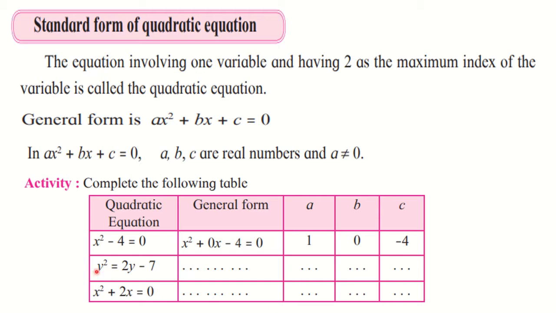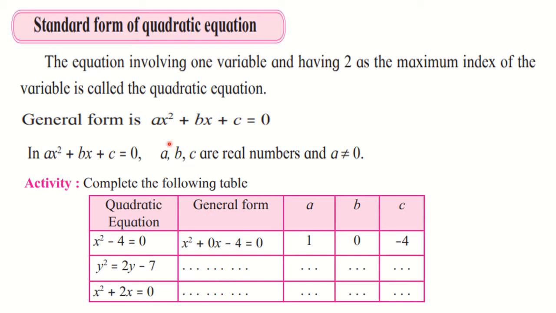Now see the second one, y square is equal to 2y minus 7. This is also not in general form. So you are going to write it in general form. How will you write it? See, here all the terms we have to shift to LHS. So how will you write it? When you are shifting them to the other side, you are going to change the sign. So the equation will become y square minus 2y plus 7 is equal to 0.